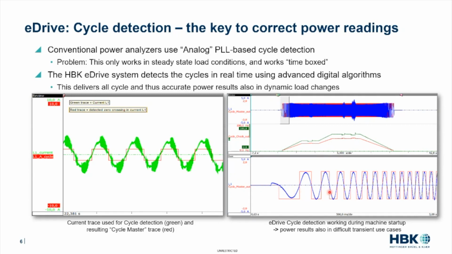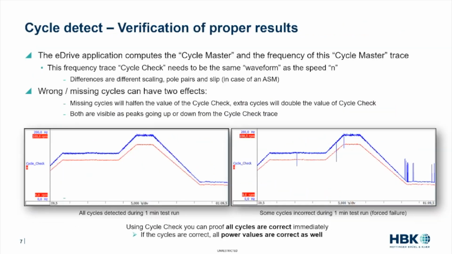The next slide goes into more detail on this, explaining what happens if our algorithm would fail. We have introduced a very easy check to prove that we detect each and every cycle. We calculate this red trace, which you saw in the picture before, which we call the cycle master trace. And then, as a little trick, we calculate the frequency of this cycle master trace.